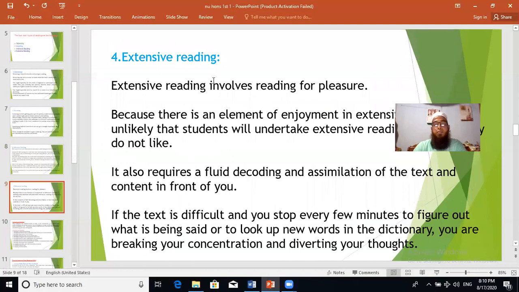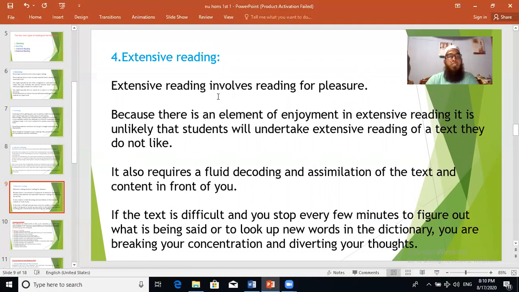Extensive reading. So this reading is for pleasure. Extensive reading involves reading for pleasure. Because there is an element of enjoyment in extensive reading, it is unlikely that students will undertake extensive reading of a text they do not like. So, it is true that the text which you don't like, you will not feel like reading. So, you must have interest in reading. You will read if you find pleasure in any text.